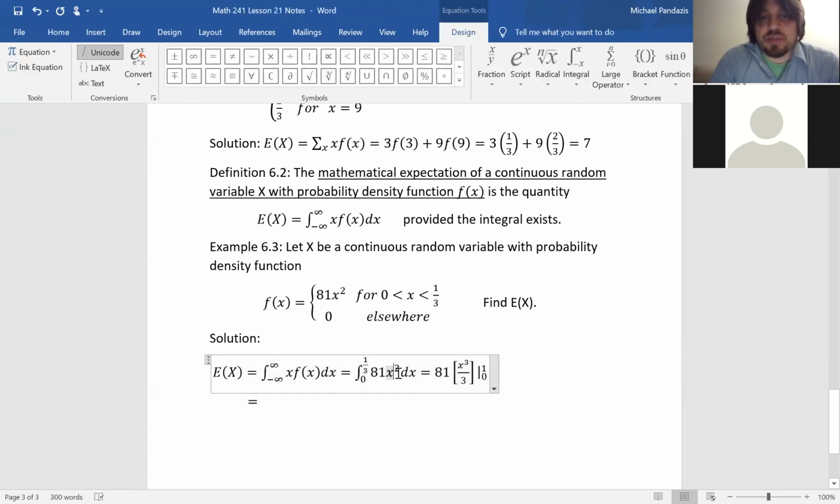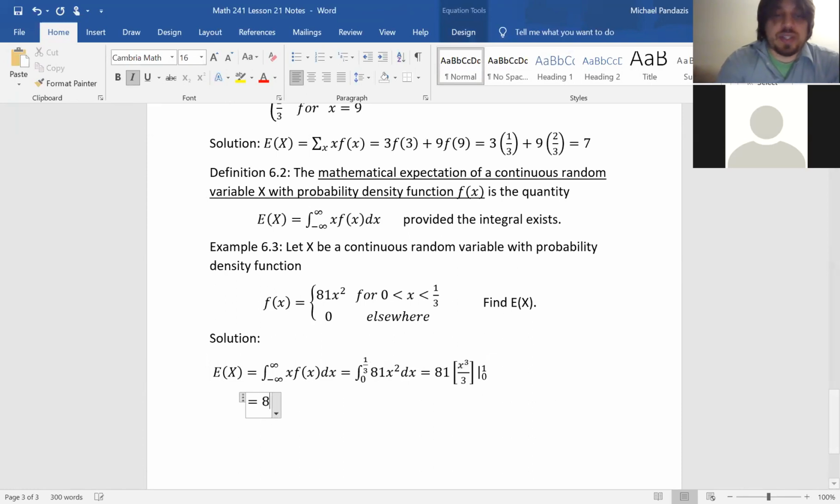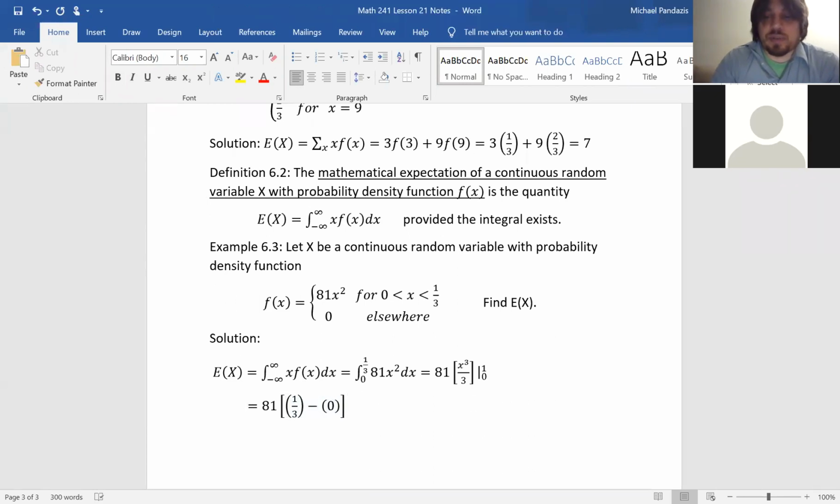You're taking an antiderivative of x squared and moving the 81 out of the integral. An antiderivative of x squared is x cubed over 3, and you evaluate from the lower limit to the upper limit. So this is 81 times 1 cubed over 3, which is 1 third, minus 0 cubed over 3, which is 0. So you have 81 times 1 third. That's 27. 81 is 3 to the 4th, 3 to the 4th divided by 3 is 3 cubed, that's 27.